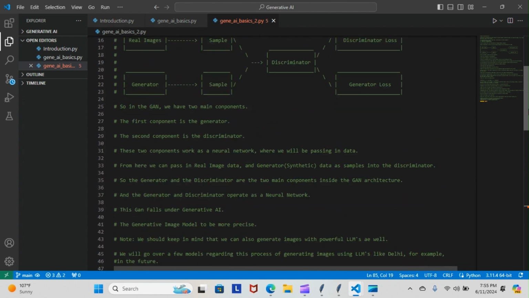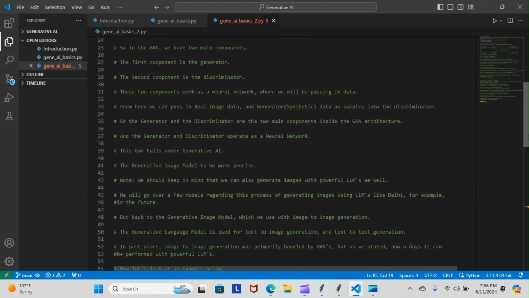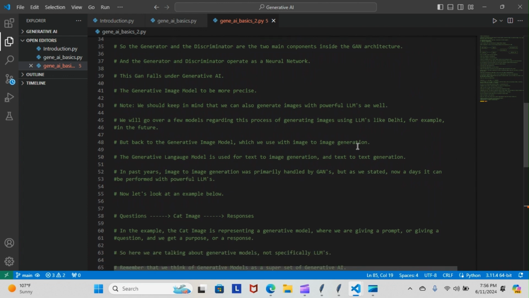Let me see where we left off yesterday. Yesterday we left off with going over the architecture of a GAN here, as you can see. That was from yesterday, so let's pick up where we left off with a little reading.